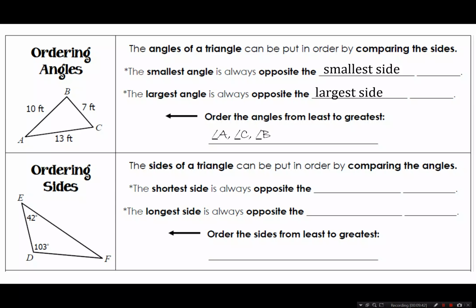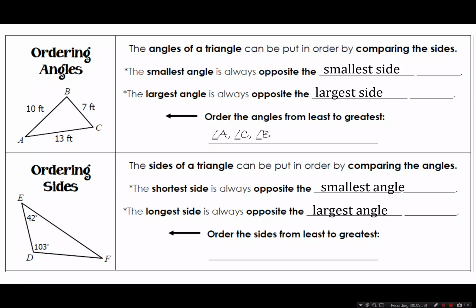It works the same way with the sides. The sides of a triangle can be put in order by comparing the angles. The shortest side is always opposite the smallest angle. The longest side is always opposite the largest angle.